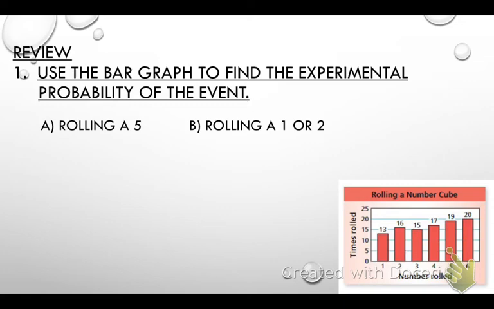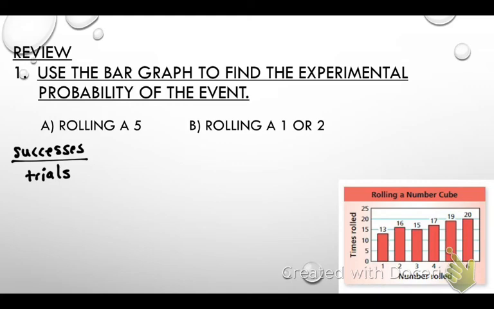When we had homework over 7.2, there were a few people who were confused about how to do it. So I want to do a couple review problems with you today because your first couple problems on tonight's homework look just like this. Use the bar graph to find the experimental probability of the event. Guys, what is the formula for experimental probability? Everyone say that together. Successes over trials. So we take how many times we successfully got something and divide it by the total number of trials or times that we tried it out.